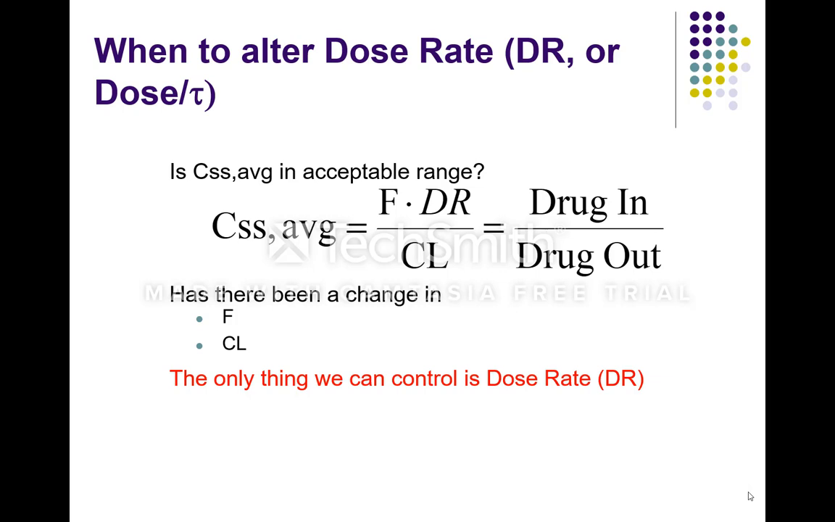I like to think of CSS average this way, because I am going to expect you to know this equation, because you're going to use it so much that you will know it. I think of it as drug in over drug out. Drug in, we control with dose rate, right? But if that drug does not have 100% bioavailability, you also have to consider, you all know what bioavailability is, right?